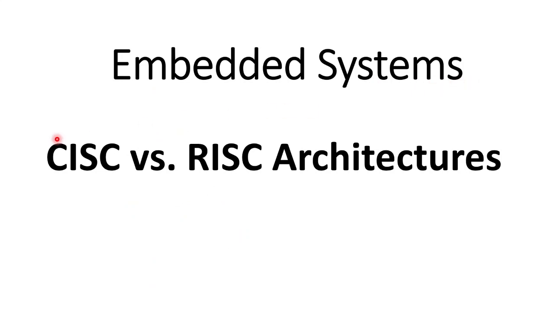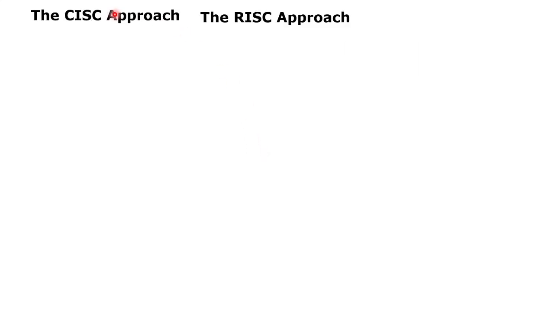Today we are mainly discussing CISC versus RISC architectures. For example, if I want to design any new IC, we should follow one of the architectures, either CISC or RISC. CISC stands for complex instruction set computers, and RISC stands for reduced instruction set computers. Here we'll mainly discuss the key differences between the CISC approach and the RISC approach.